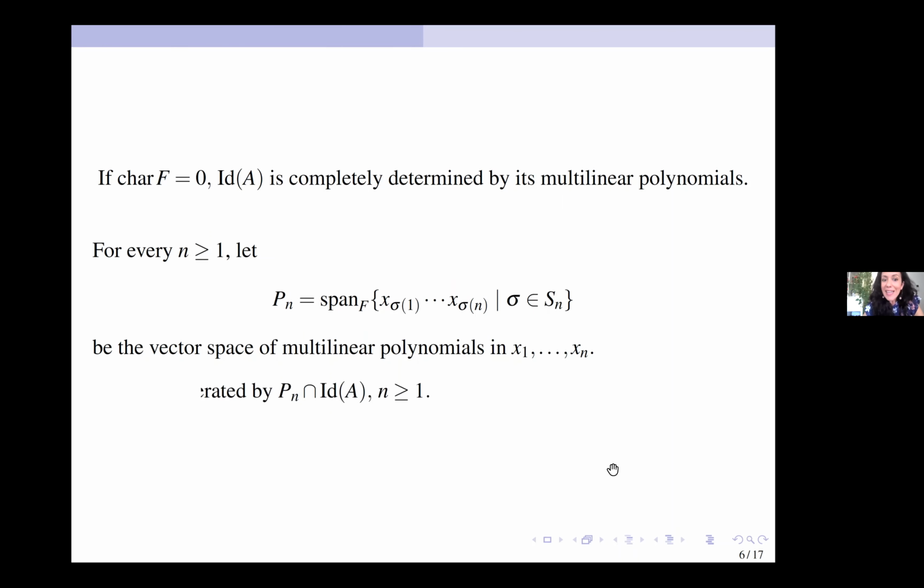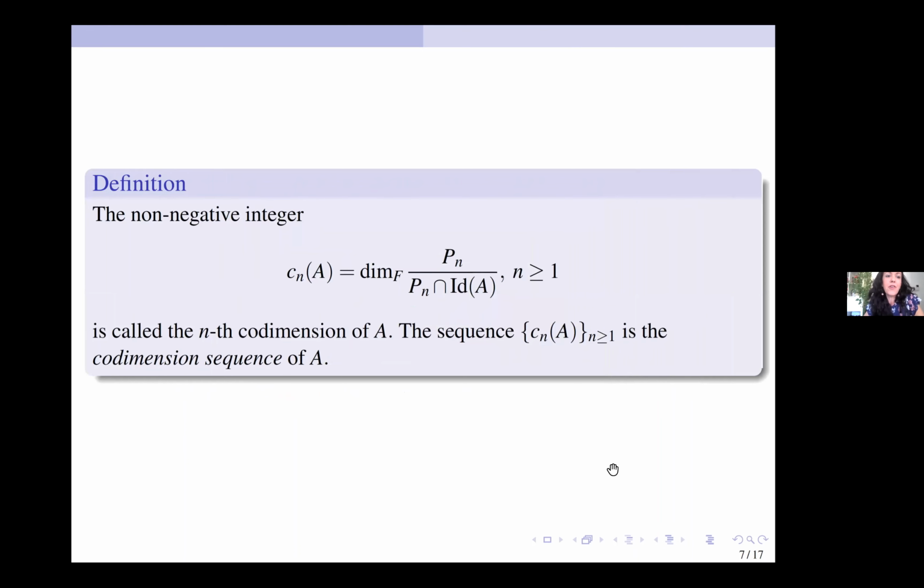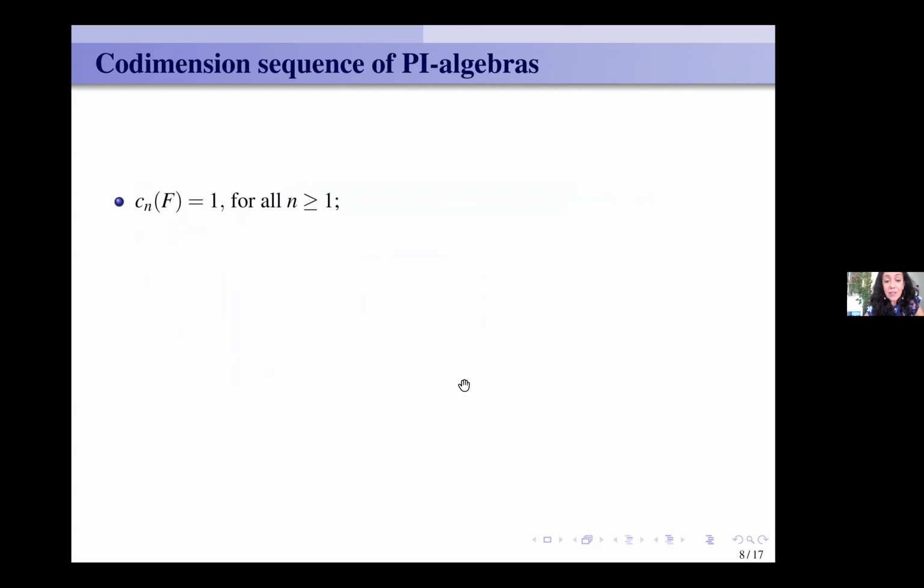So it's obvious that the codimensions give a lot of information about the polynomial identities satisfied by an algebra. Let me show some examples. For F, the codimensions are equal to 1. For UT2, they were computed by Latyshev and they are exactly 2^(n-1)(n-2)+2. For G, the codimensions are equal to 2^(n-1). It is a result of Krakowski-Regev. And the codimensions of M_k were computed by Regev and grow asymptotically like this function. And this constant was completely explicitly computed.